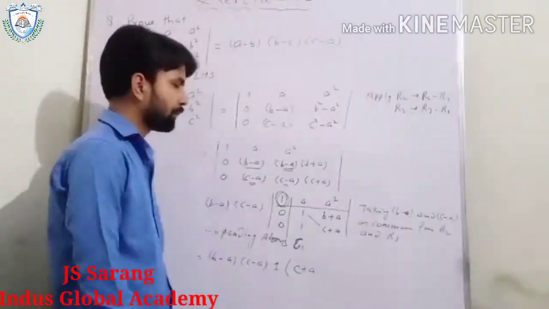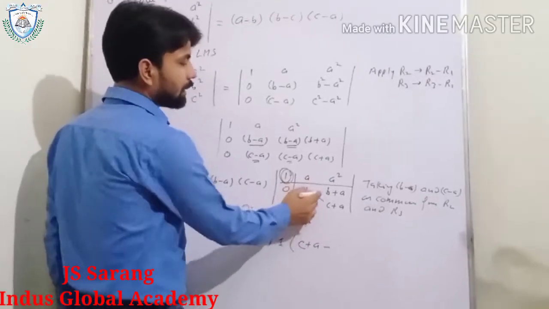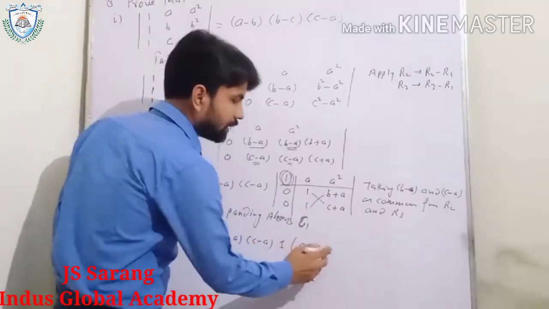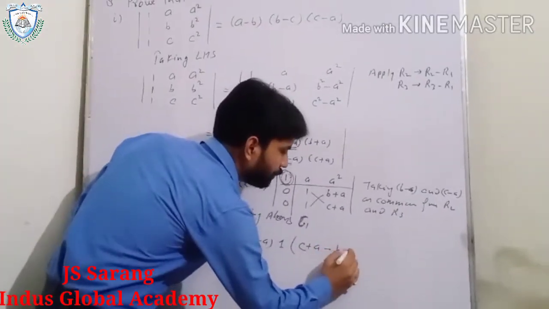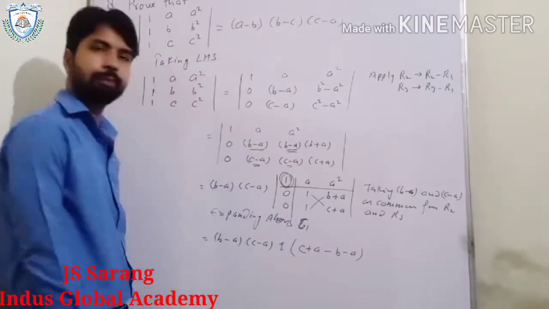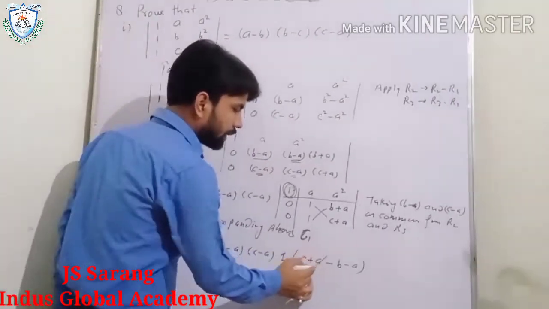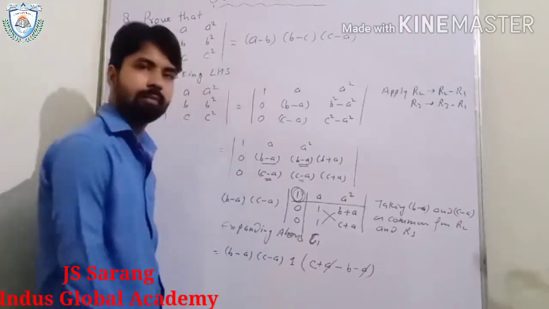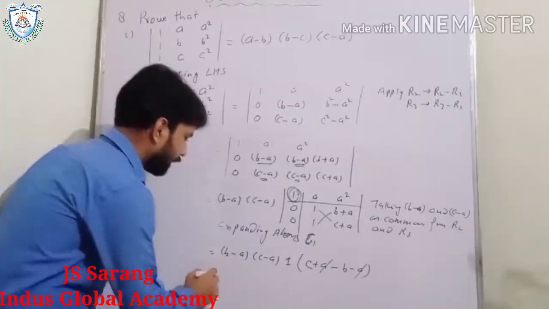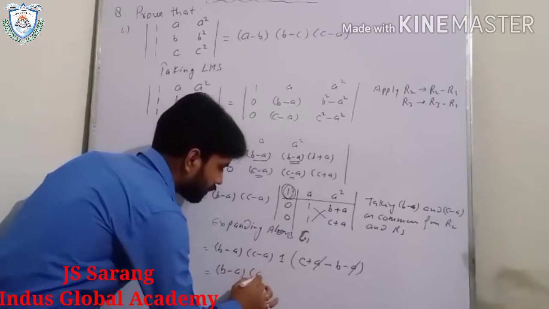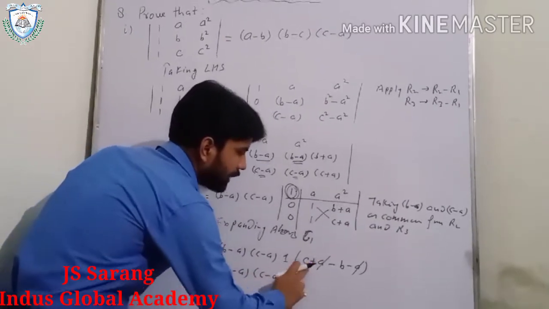Minus will be here. Now this is multiplied by this. So 1 into B plus A, we will get B plus A. But minus is here. So this B plus A will be minus B plus A. Hope it is clear. Okay. Now see, A positive, A negative, cancel. What is left? B minus A, C minus A and C minus B.